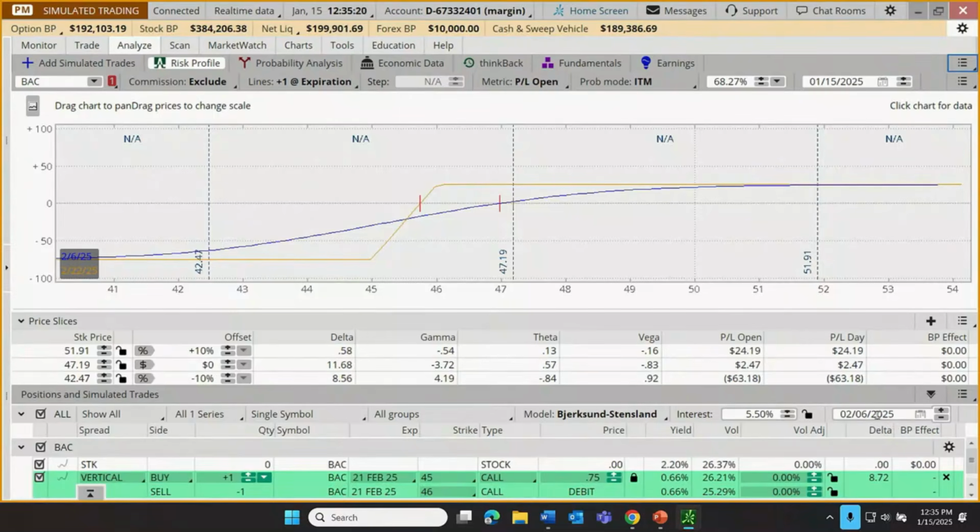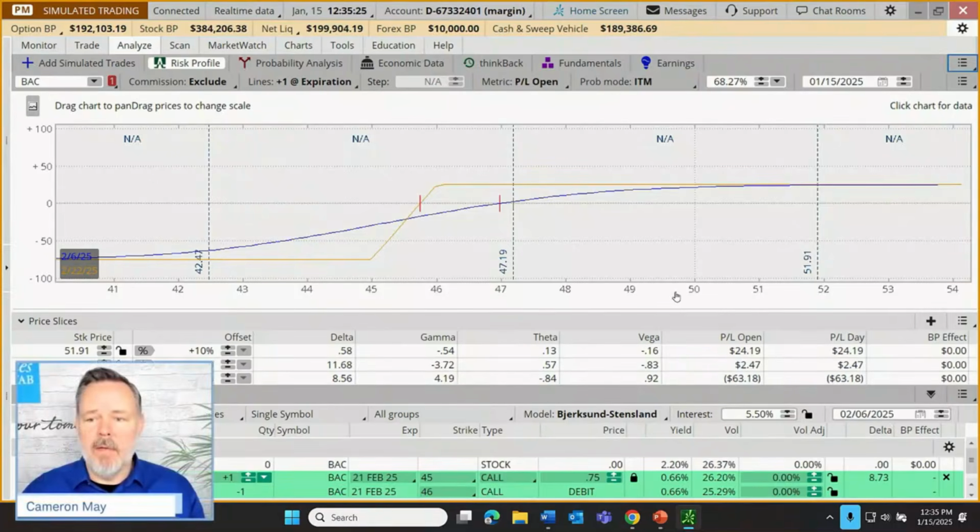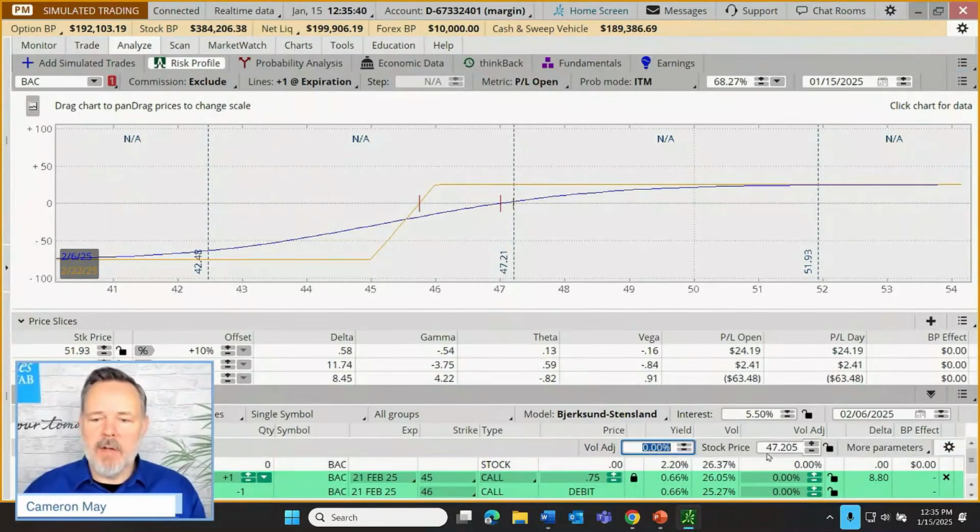Now, we haven't accounted for everything though. We can look at price here. We can look at time here and adjust the date here. I'm going to come right down here to the little gear down in the lower right, click on that, and this now allows us to make some additional assumptions for our trade. First of all, we can change the stock price.